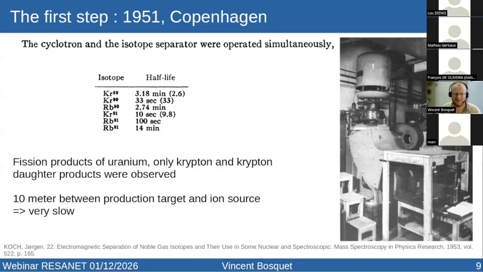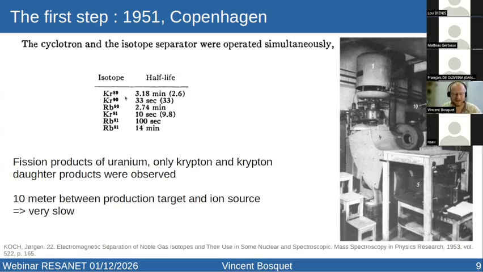In this specific setup, they had a target made of uranium that was impinged with a neutron beam to produce fission products. Only the gaseous products of the fission, so in this case krypton, were extracted from the target and transported through a 10-meter long tube inside an ion source. The ion source is located on this figure, it's the one numbered. Then the ion beam is focused using electric lenses, and then this radioactive ion beam is separated using a magnetic dipole, and then the purified ion beam is sent onto a decay station.